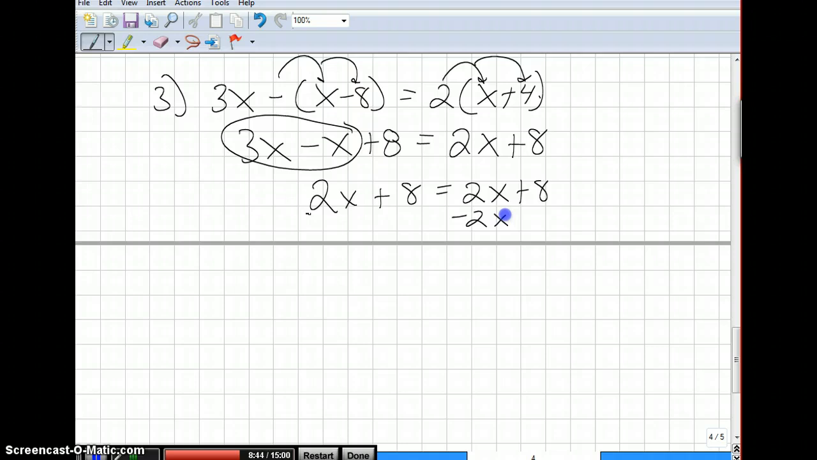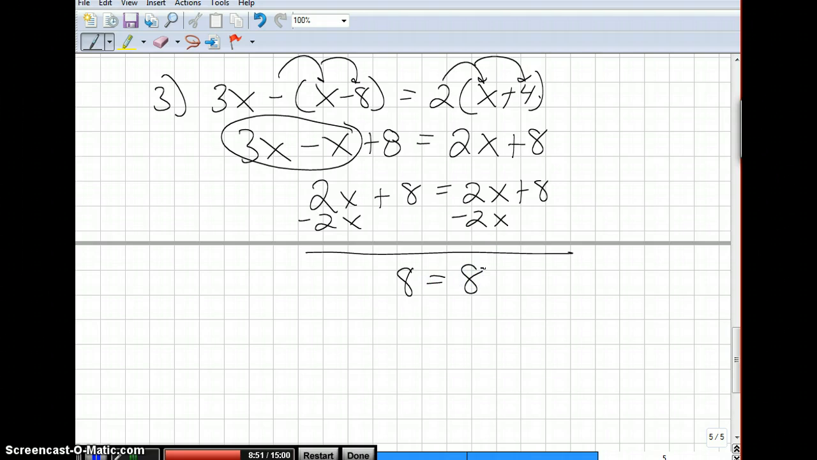Subtract 2x from both sides. You get 8 equals 8. Now, is it true that 8 equals 8? It is, and so that tells us that the equation that we used here is an identity, which means no matter what number we put in for x, it will always be true. So our solution is all real numbers.